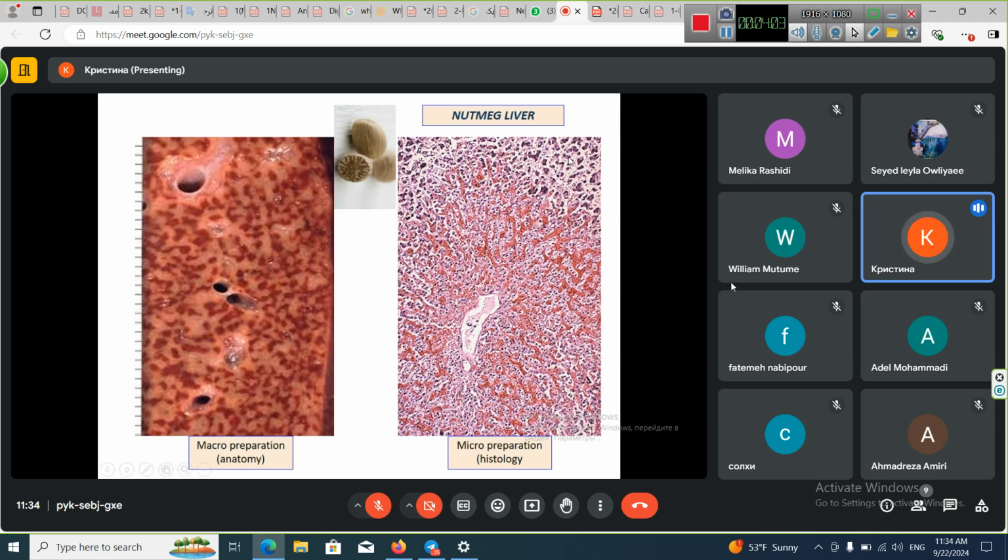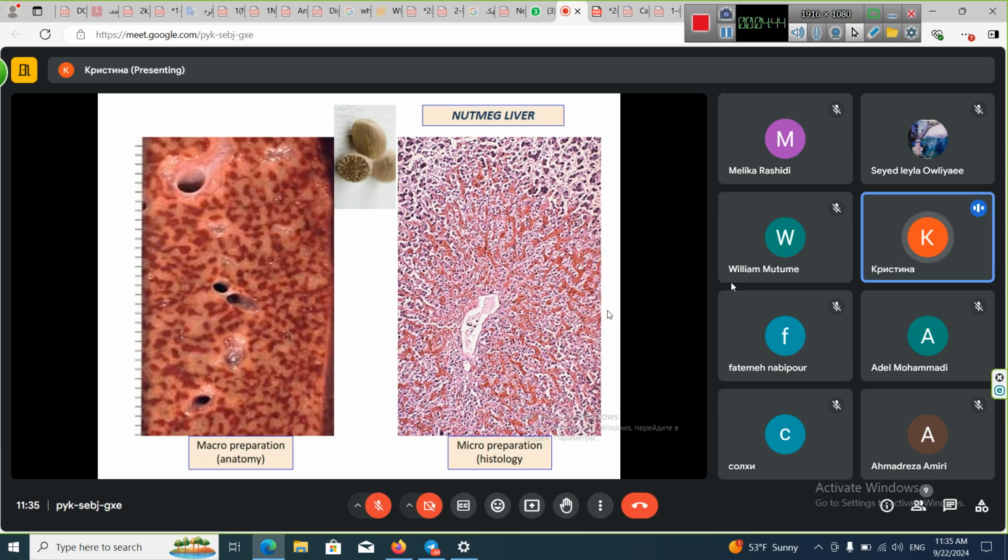Nutmeg liver, the word comes from the name of this nut, which on the section resembles the histological and anatomical preparation, because it has lighter and darker lines, which go from the center, darker and whiter lines. On the left you see the macro preparation, this is the anatomical cut of the liver, and on the right you see the micro preparation, the histological preparation of the same pathology.